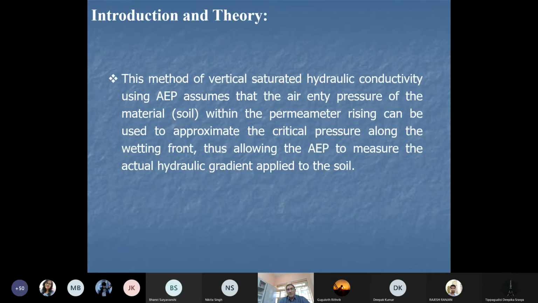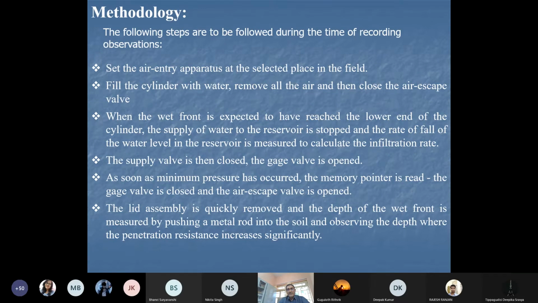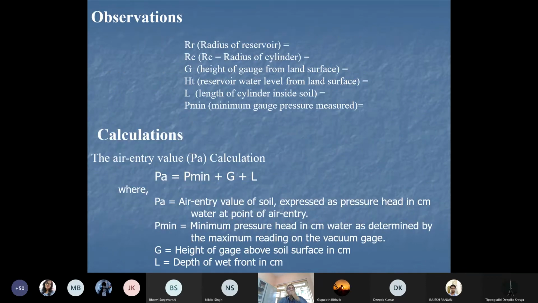Then theory you have, I hope you have already gone through the file I have supplemented. Methodology you have gone through, and I will show you one video as well. And then we need to make the observations. Observations as well I am supplying, but we need to discuss. We need to find out the reservoir radius, the radius of the supply of water. Then the radius of the cylinder which is inserted inside the soil. G is the height of the gauge from the land surface. S_t is the reservoir water level from the land surface. And L is the length of the cylinder inside the soil. But basically L is the water front.